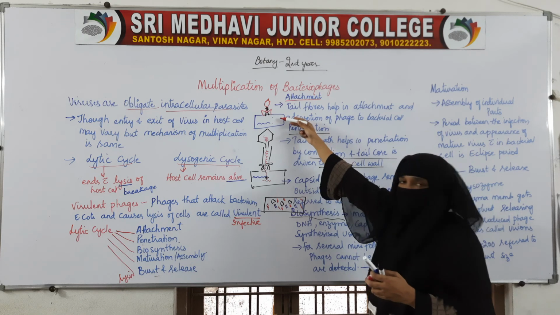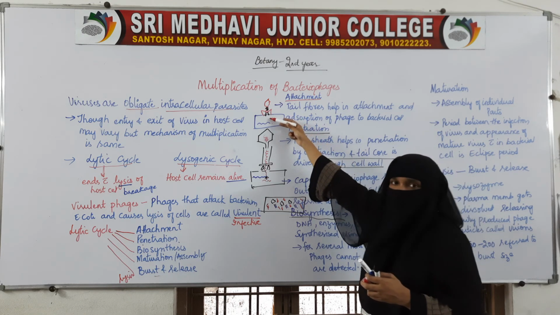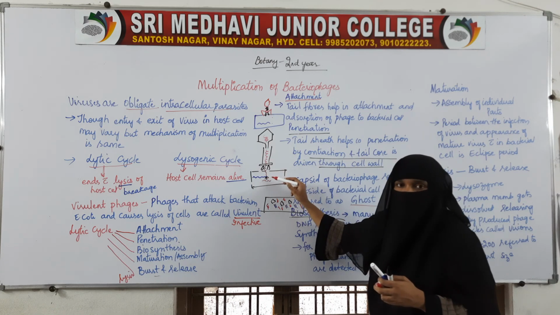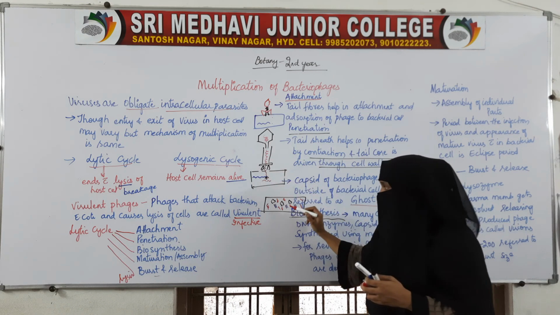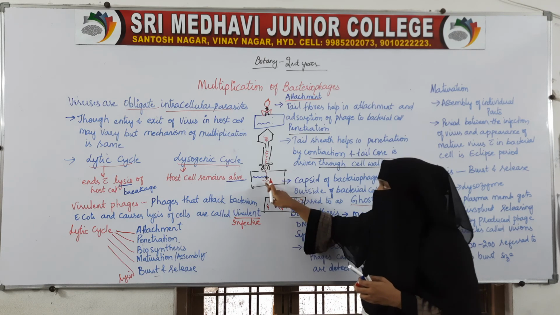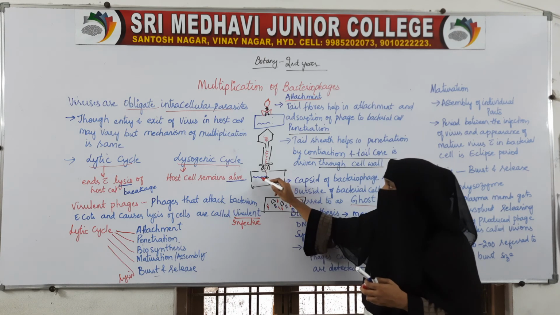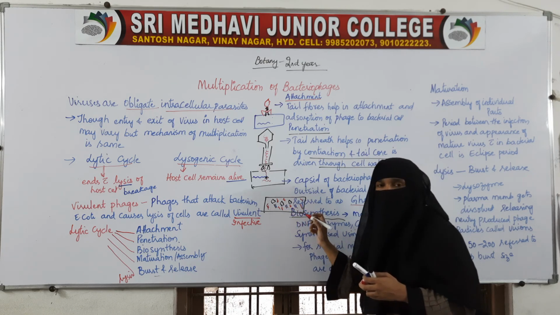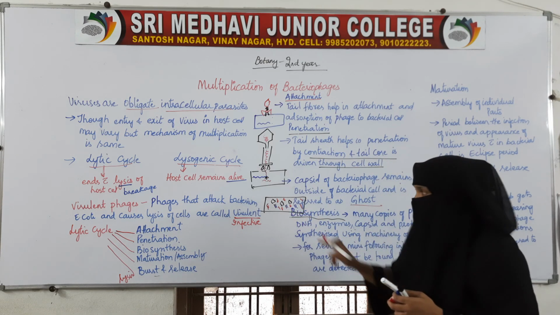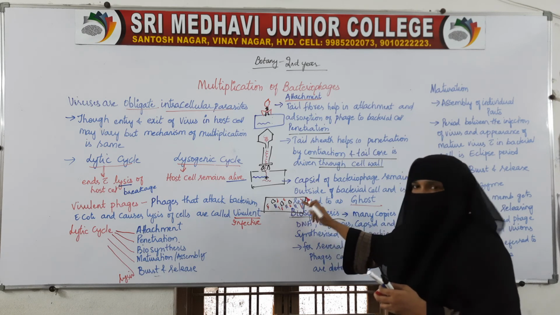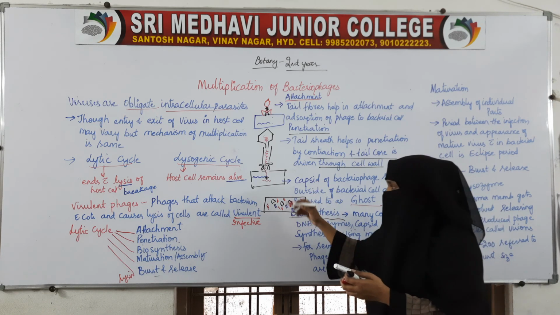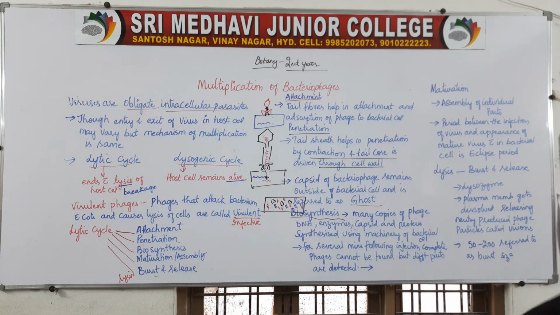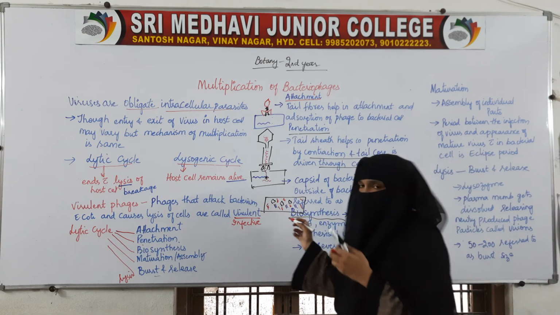First is attachment of the bacteriophage to the bacterial cell, then penetration of the genetic material inside the bacterial cell. After penetration, the viral DNA commands the bacterial DNA to make copies of the individual parts. Many heads, many tails, and many genomic copies will be formed.